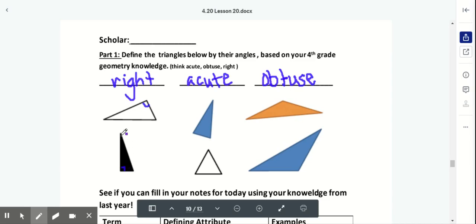So we know that we have two acute angles and one right angle, which means that it is a right triangle. Our second category is acute. We know this because all three angles in both triangles are less than 90 degrees. So if all three angles are less than 90 degrees and they are all acute, then it is an acute triangle.